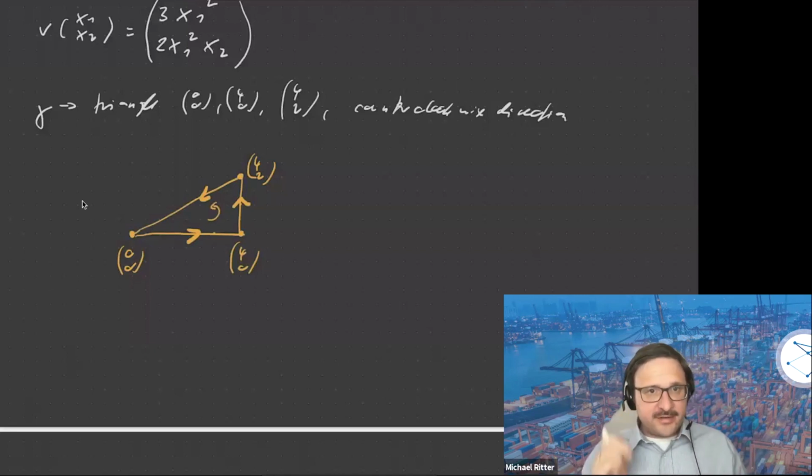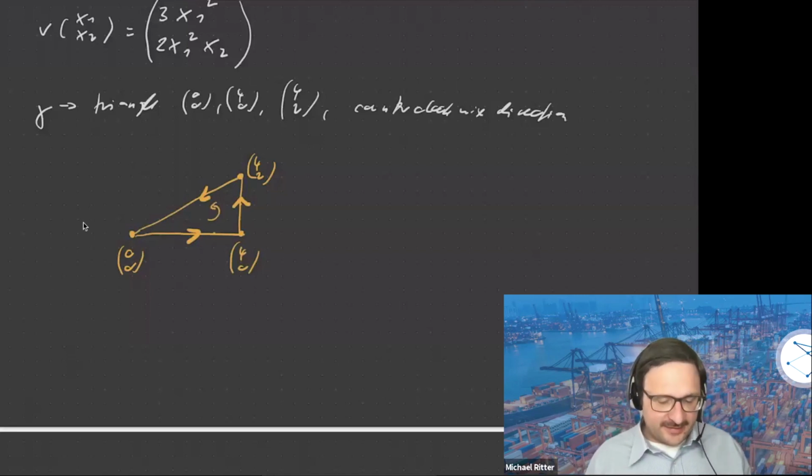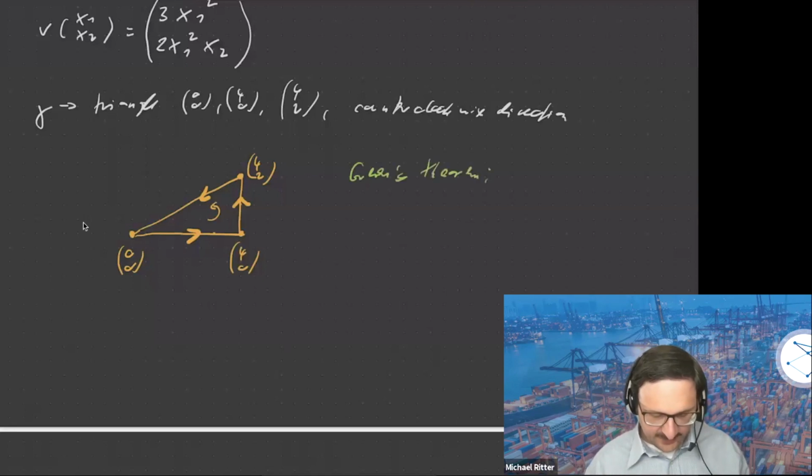Now to apply Green's theorem, let's quickly recap what that says. Basically, Green's theorem is a connection between volume integrals and line integrals over vector fields. And the basic statement of Green's theorem is this. Let's say you have a vector field like in that problem statement here, and you have a curve, and you want to compute the integral of the vector field v ds along the curve gamma.